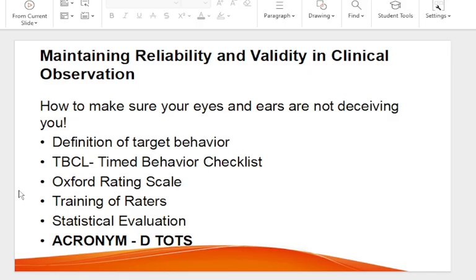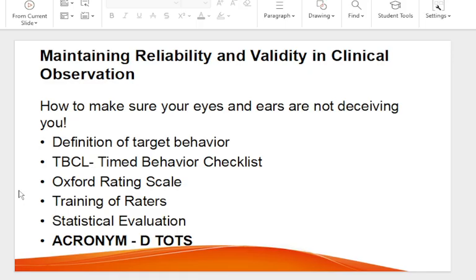So for how many minutes, for how many times did she hold on to the phone, at what duration, how many hours, time and frequency, number of occurrences. So this checklist enables you to do that while maintaining validity and reliability. Next on the list is the Oxford Rating Scale.